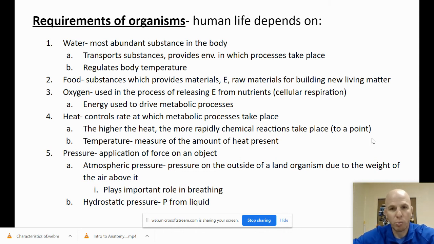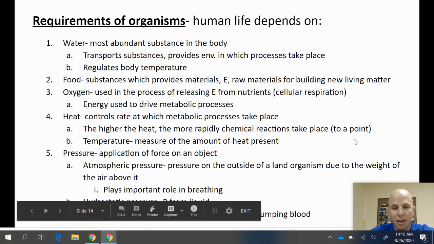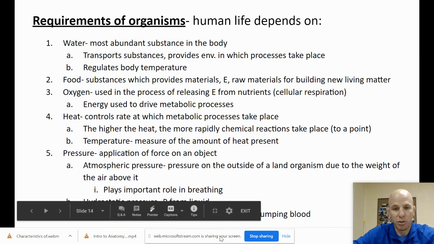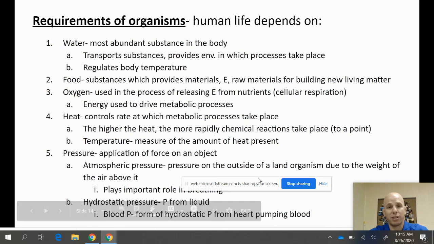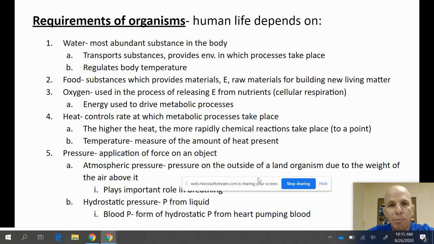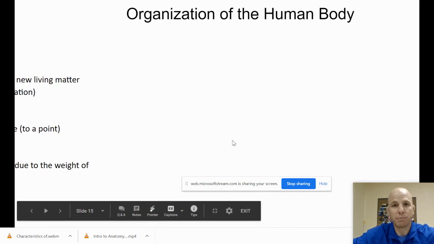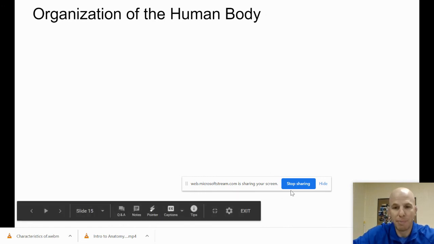That's pressure from liquid. What liquid pressure would we have in our body? Hopefully you can guess. It's going to be blood pressure. Okay, blood pressure is the pressure of the blood against our arteries and veins traveling throughout our body. That is one of the biggest vital signs that they check. You go to the doctor, the first thing they do is they slap that cuff on your arm, and they're going to check your blood pressure. Extremely important vital sign. I will stop that video there.